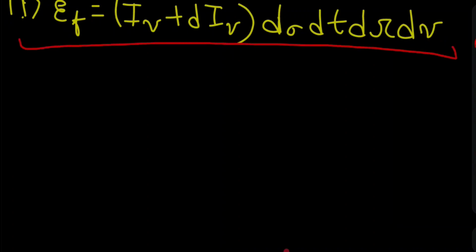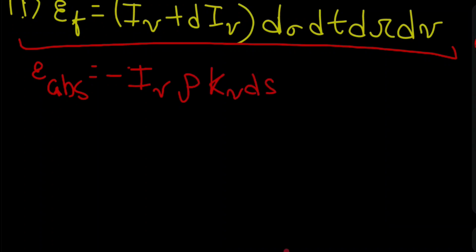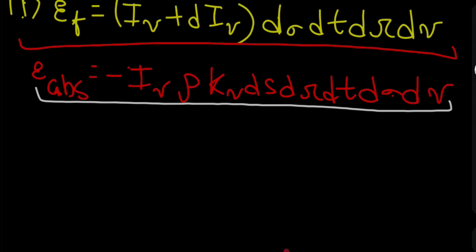We are going to write the energy due to absorption. So the energy absorbed inside this cylindrical element or the stellar atmosphere, we can write as minus I mu rho k mu ds d omega dt d sigma and finally d mu. So this is the energy absorbed. This is very, very important. Remember this particular equation. This is the energy absorbed.